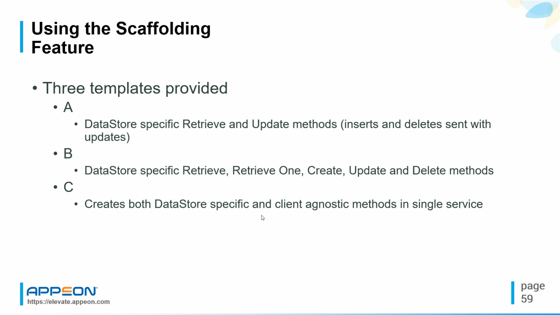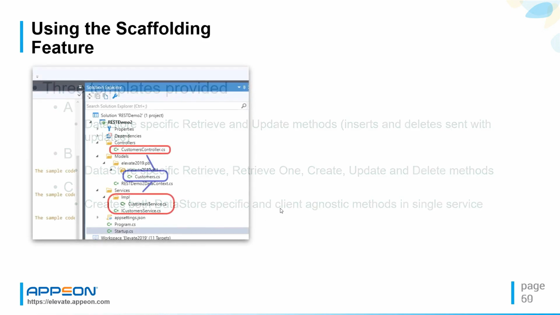Anyway, sort of a rabbit hole there. That's what template C does. It gives you both the more powerful .NET Data Store update approach and the client agnostic update approach.